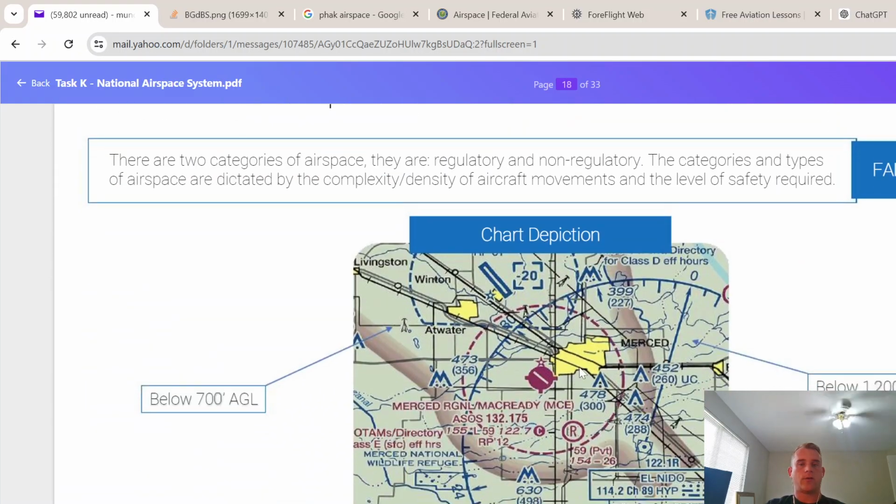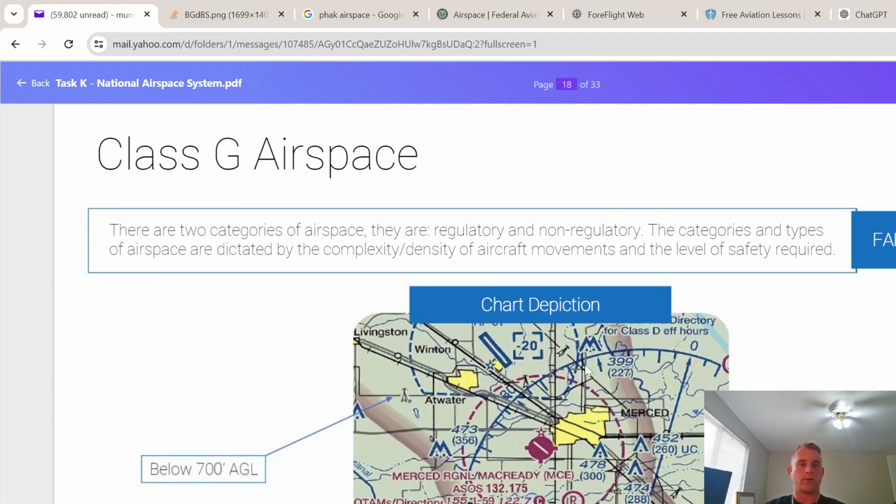Okay, Class Golf airspace. What does that look like on a sectional? Okay, we kind of already talked about this, right? If you are within the magenta, Golf starts from the surface and then goes up to Echo. Right here, if you were within the magenta veil, Echo starts at 700 feet AGL, okay, which means Golf has to be below that. However, over here, Golf starts from the surface and goes up to 1,199.